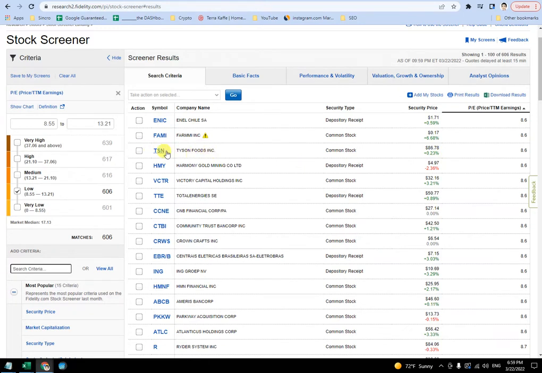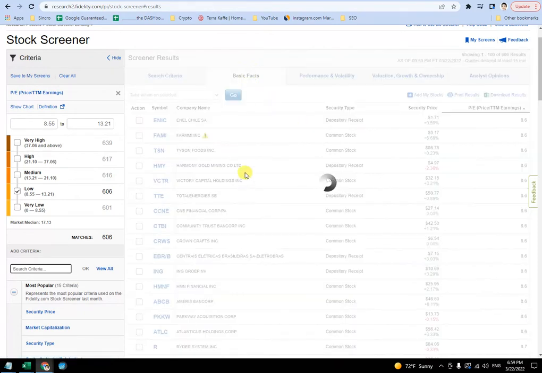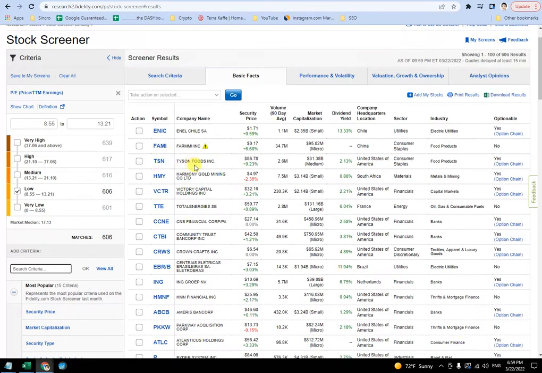So let's do this. We'll click on the details more in terms of the symbol and then the additional page, but let's look at some basic facts just in case. So maybe I didn't know what Tyson Foods is, and so at least I can see here it's a food product company. It's something that a lot of people eat all the time. The dividend is 2%. The market capitalization, or how much the company's worth, is $31 billion.